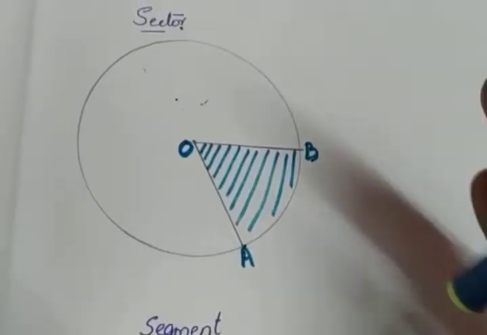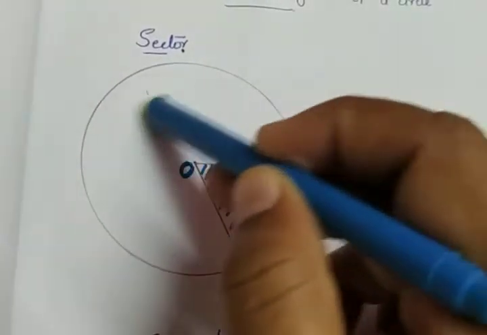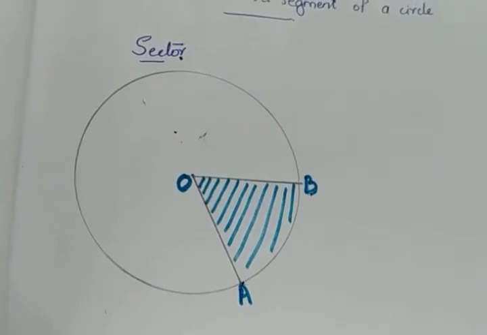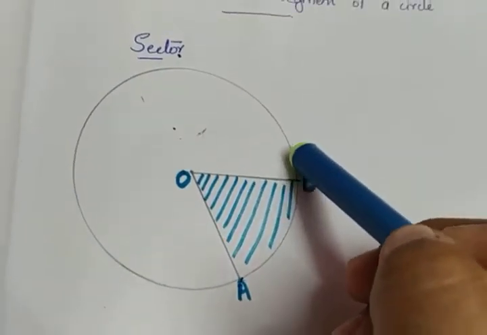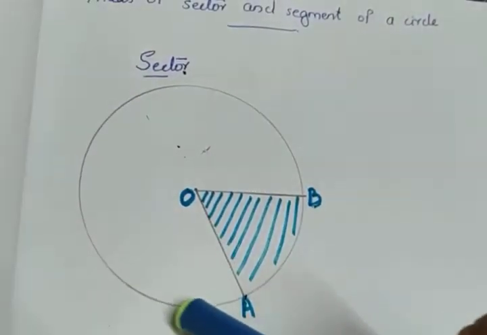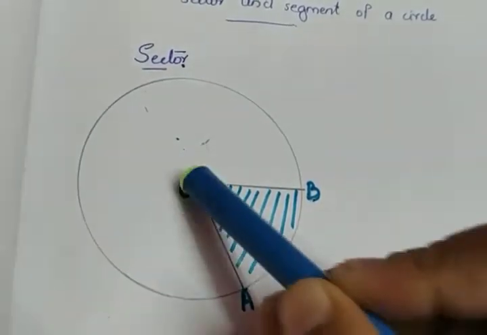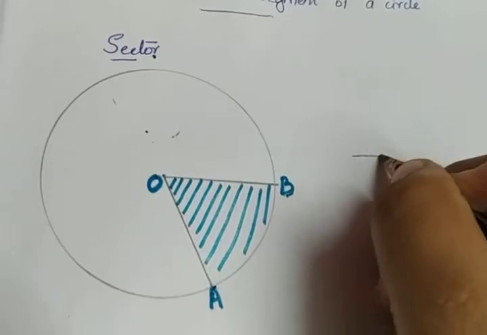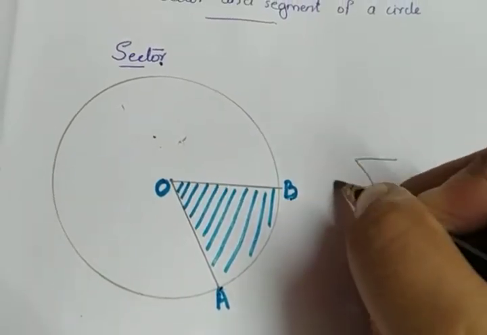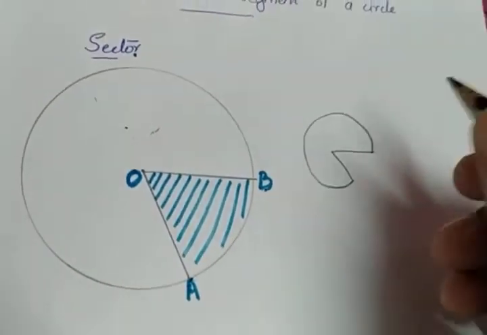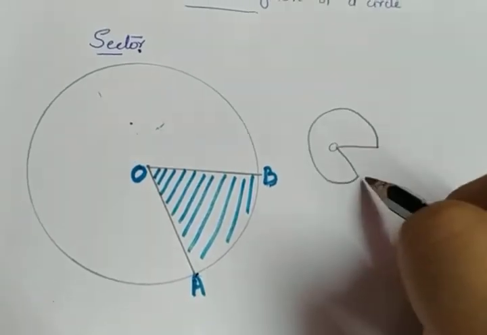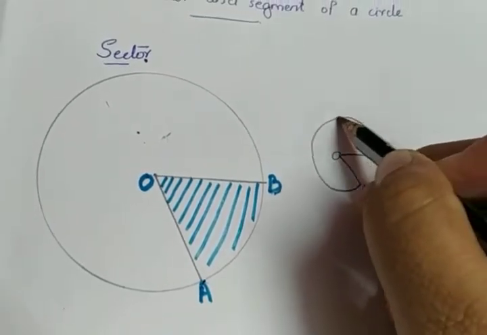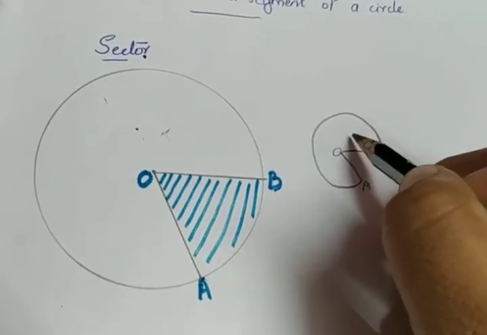Again, consider the plain part. Then also you can see there is an arc from here. This is an arc of a circle, isn't it? And OA and OB are the radii. So if I draw it separately, you can see a figure like this. There are two radii, OA and OB, and this is an arc. That means this is also a sector.